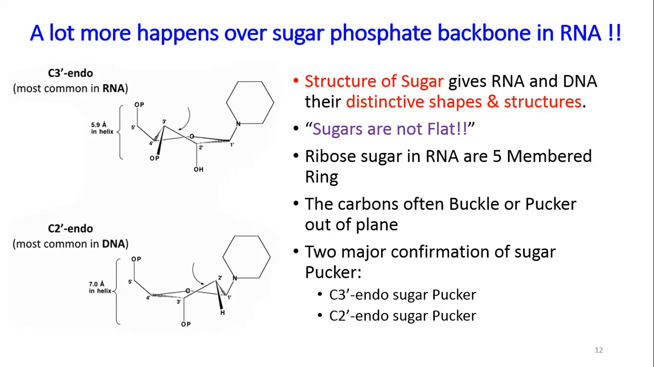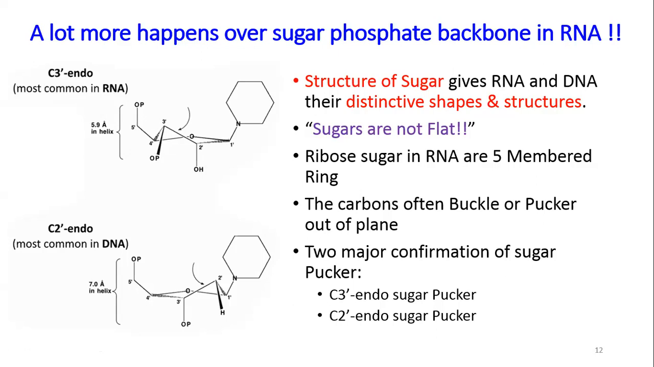Okay, so in case of this puckering, one of the carbon atoms from the sugar would leave its plane, and hence we say that we have got carbon puckering happening in the RNA molecule. There are two major conformations of sugar pucker. We call one the C3 prime endo sugar pucker, in which the carbon at position 3 prime will get out of the plane of the sugar molecule. This is the most common sugar pucker that usually happens in RNA.